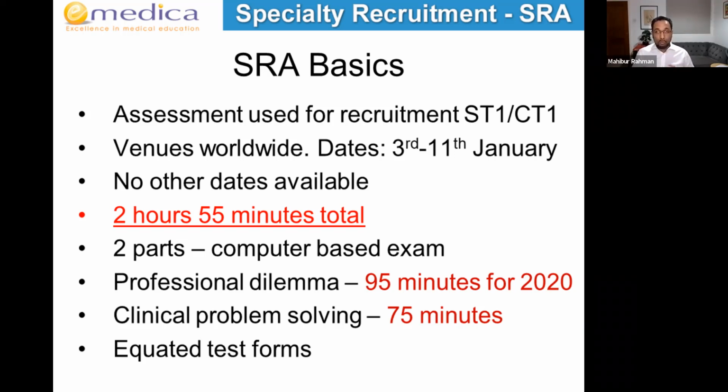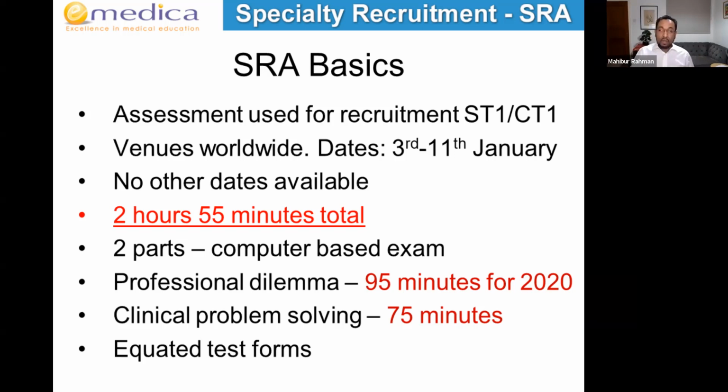So the first paper will be the professional dilemma paper, which is a situational judgment test. That's going to be 95 minutes. Then there's a 5-minute gap. And then you have the clinical problem solving paper, so clinical knowledge, and that's 75 minutes. Now, the timing for the 2 papers is completely separated. I.e., if you were to finish the professional dilemma paper 5 minutes early, you can't get 5 minutes extra for the clinical paper. They're 2 separate papers, you just happen to do them one after the other.